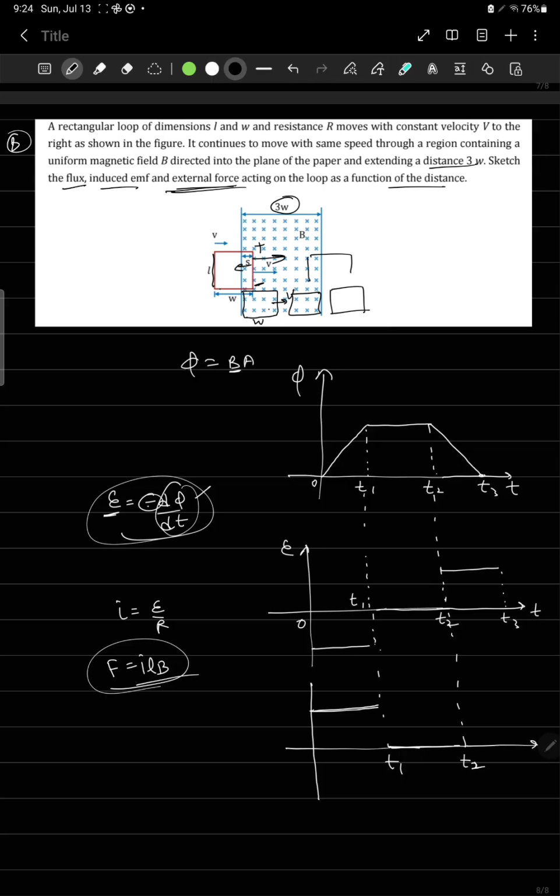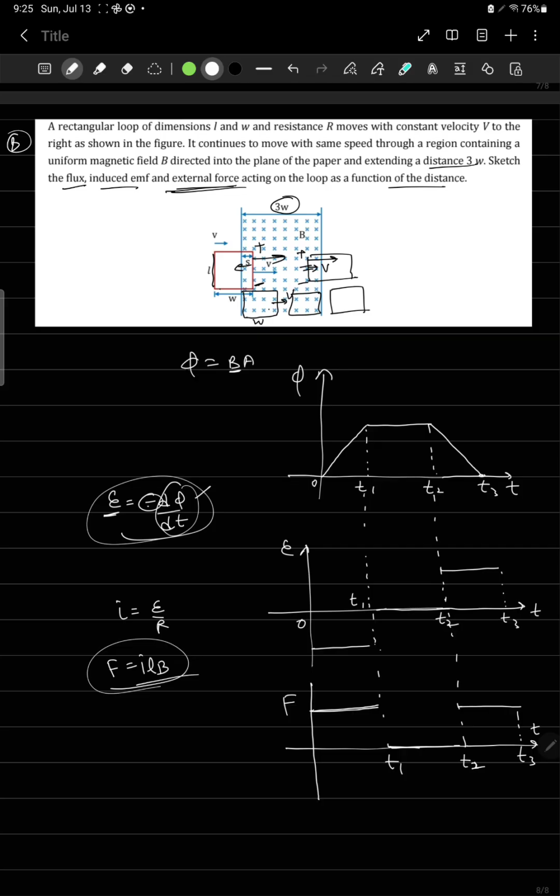the induced EMF is positive, not an issue. But when it's coming out, again there will be current flow, again this will be moving with V, and the positive and negative terminals will not change whether it enters or exits. So when the polarity does not change, the external force will still be in this direction, so it will be positive again. So this is the graph of external force versus time, induced EMF versus time, and flux versus time.